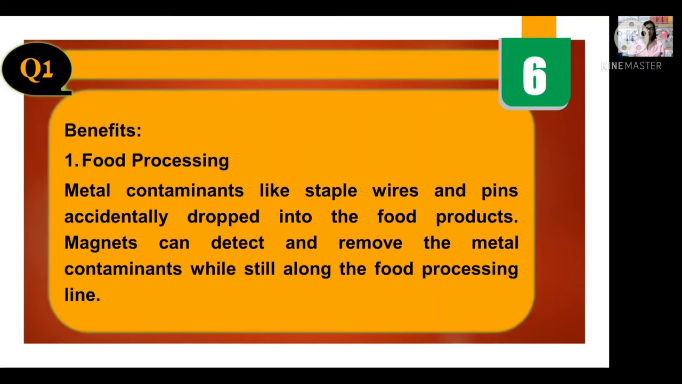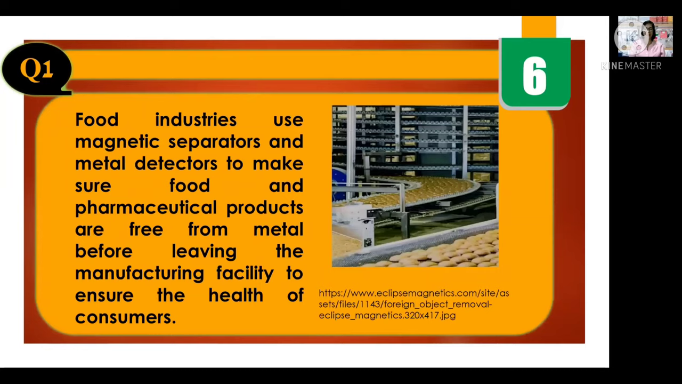We have here some benefits of separating mixtures using a magnet. Number one is food processing. Metal contaminants like staple wires and pins may accidentally drop into the food products. Magnets can detect and remove the metal contaminants while still along the food processing line. Food industries use magnetic separators and metal detectors to make sure food and pharmaceutical products are free from metal before leaving the manufacturing facility, to ensure the health of consumers.